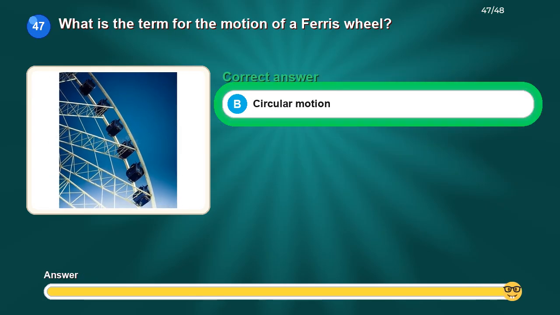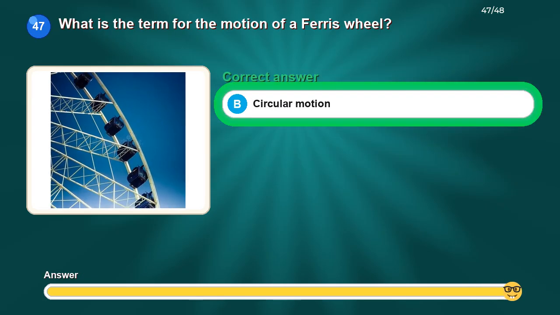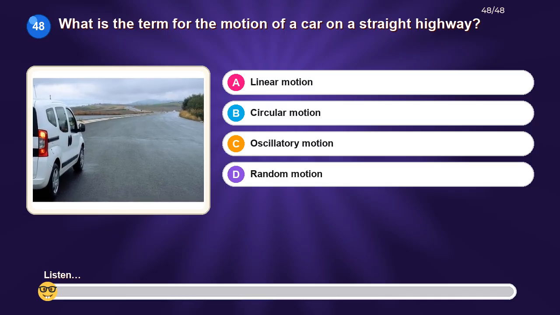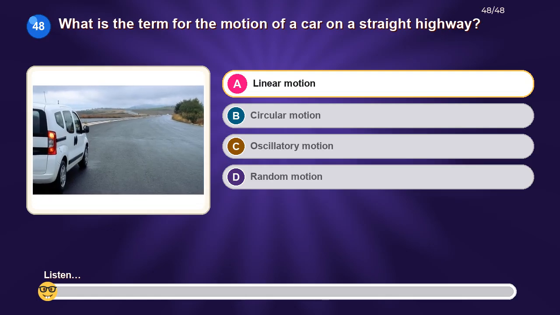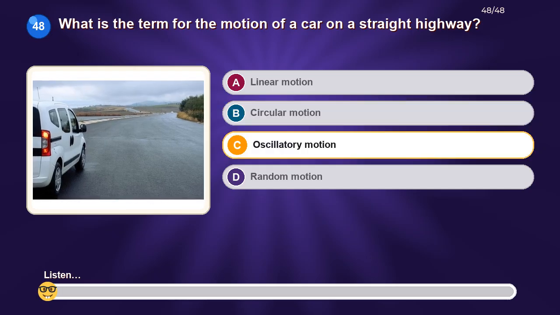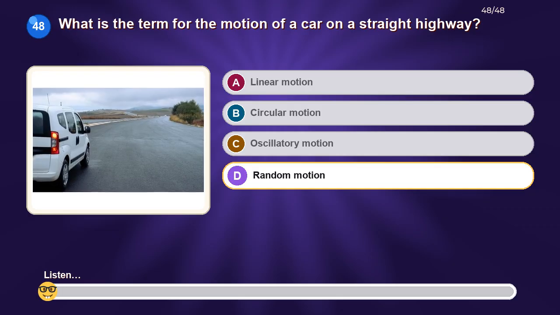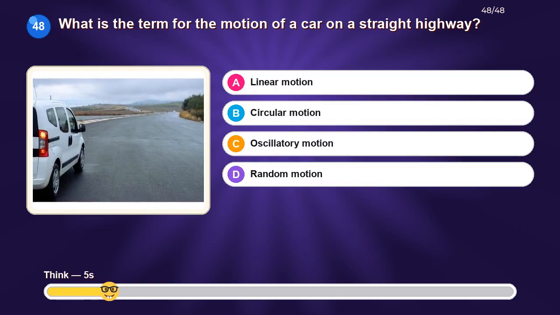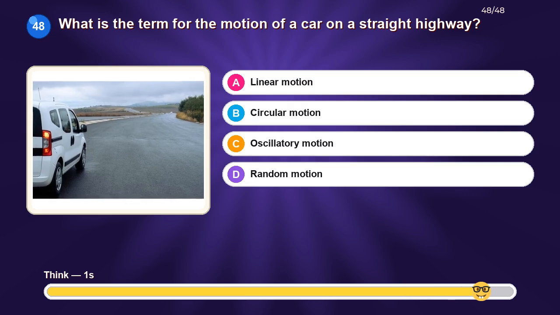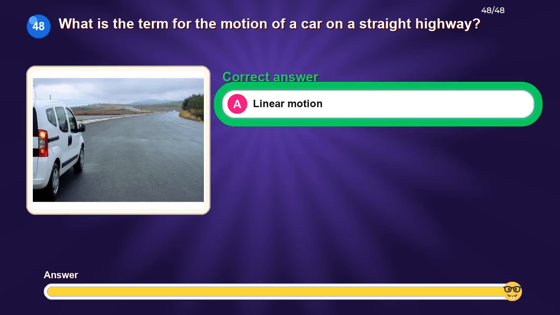The correct answer is circular motion. What is the term for the motion of a car on a straight highway? Option A, linear motion. Option B, circular motion. Option C, oscillatory motion. Option D, random motion. The correct answer is linear motion.